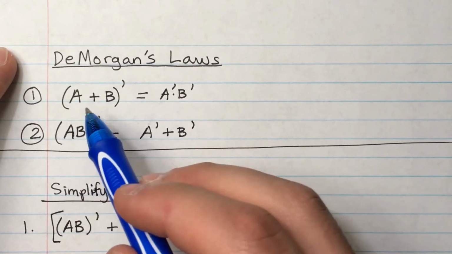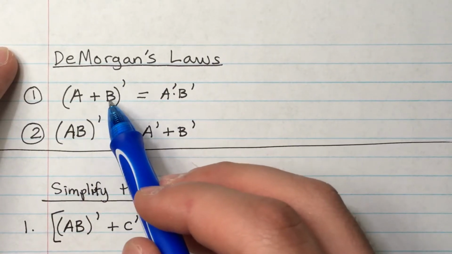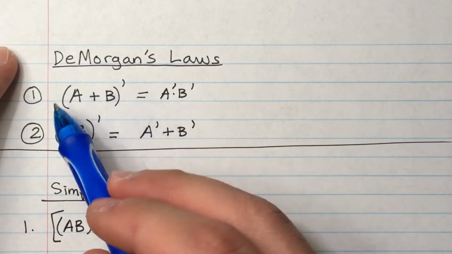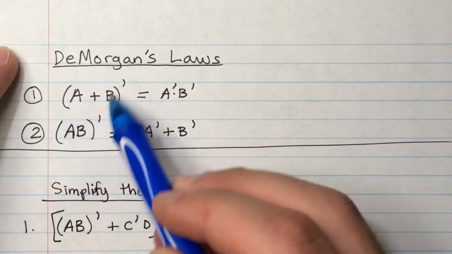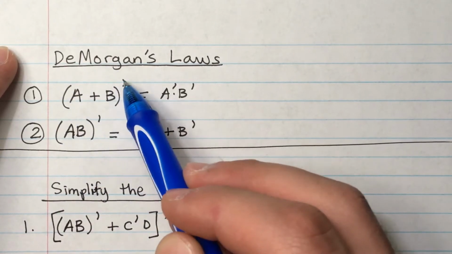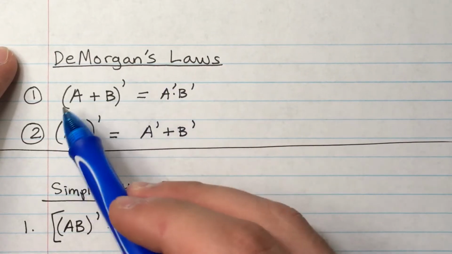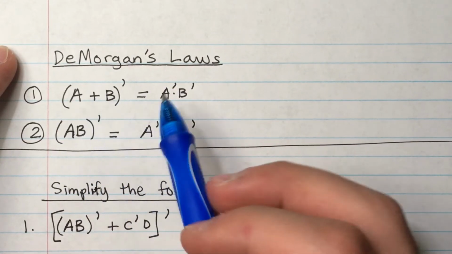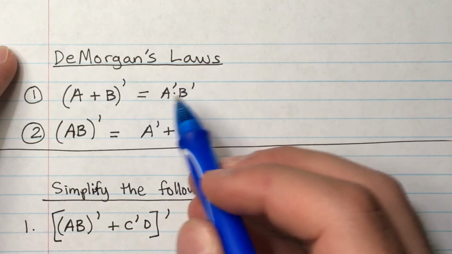For the first one, if we have a plus b, any two terms we're adding together, and we take the complement of that entire sum, that'll just be the complement of each member in that sum, multiplied with each other.